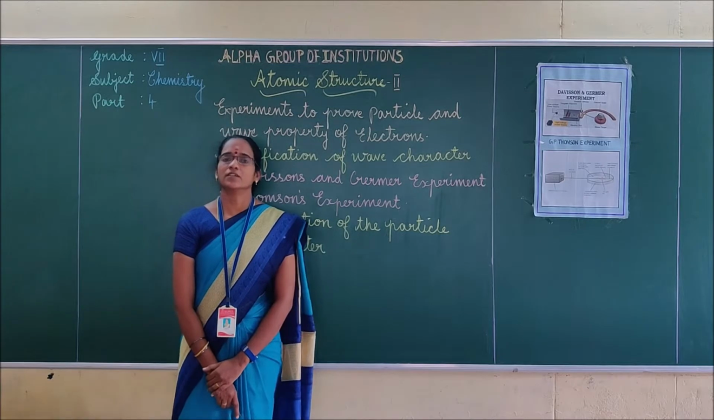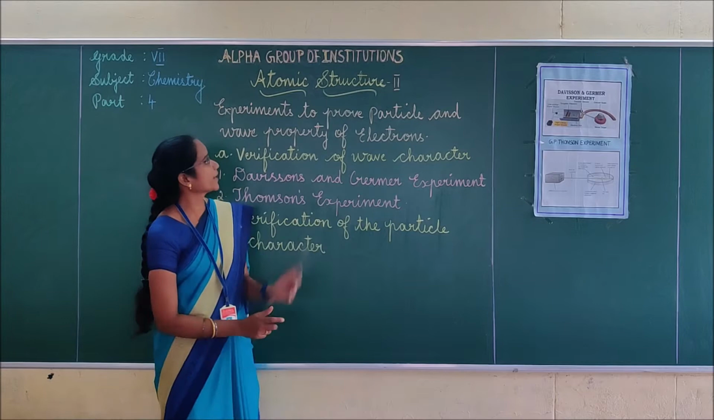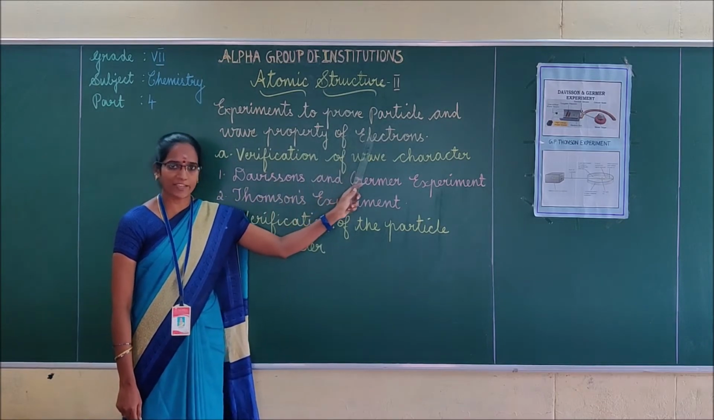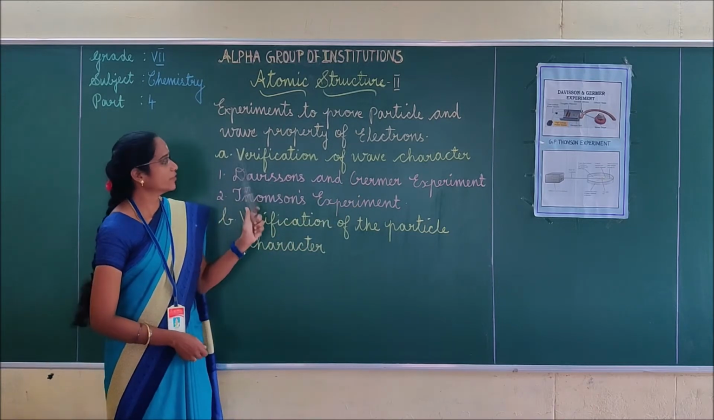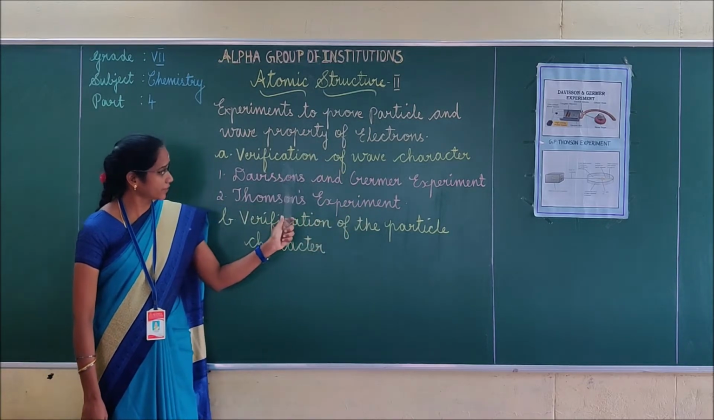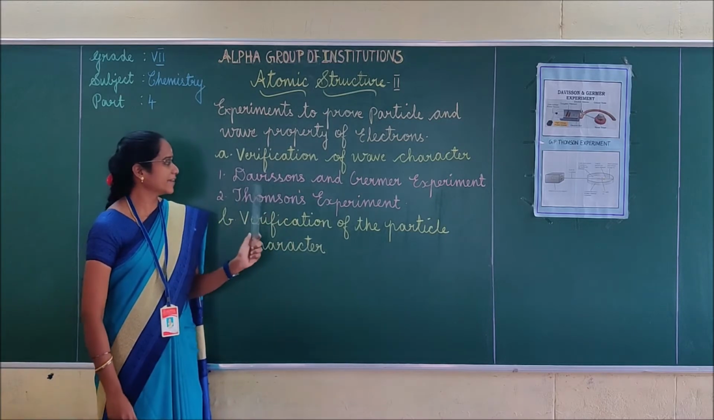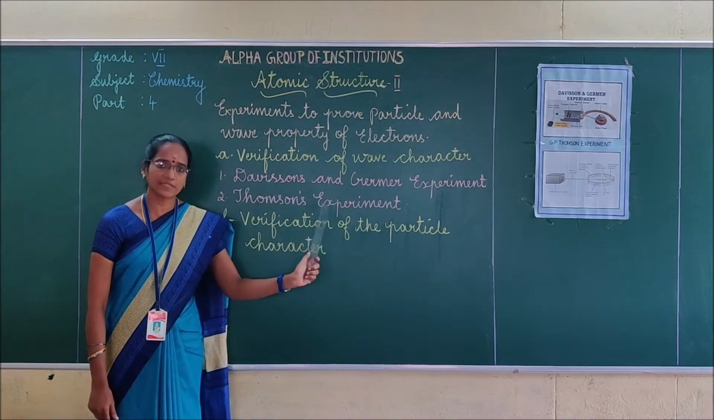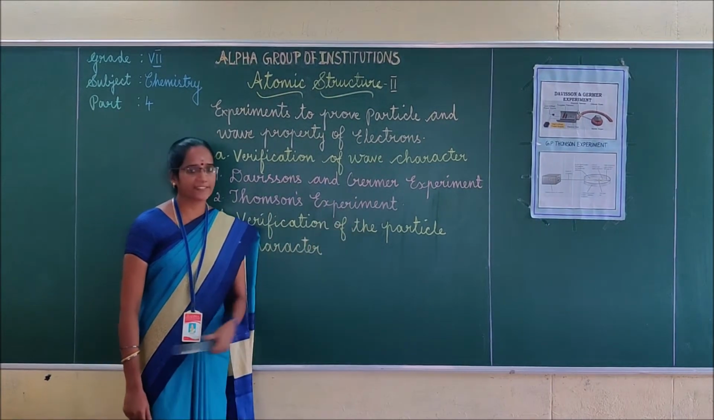Good morning, children. In this session we are going to see some experiments to prove the particle and wave properties of electrons. First, we are going to see the verification of wave character. In this, we are going to see two experiments. One is the Davisson and Germer experiment, and another one is Thomson's experiment. First we can move to the Davisson and Germer experiment, right?